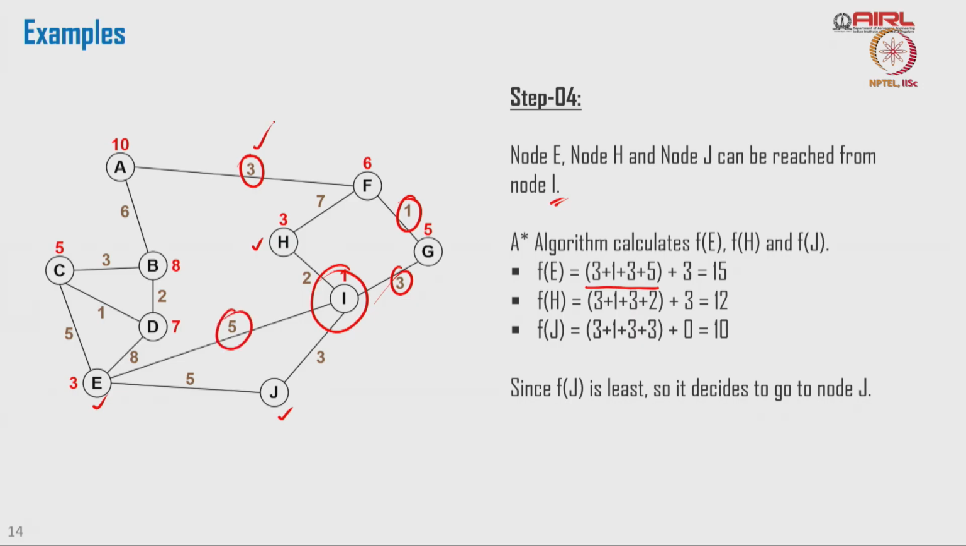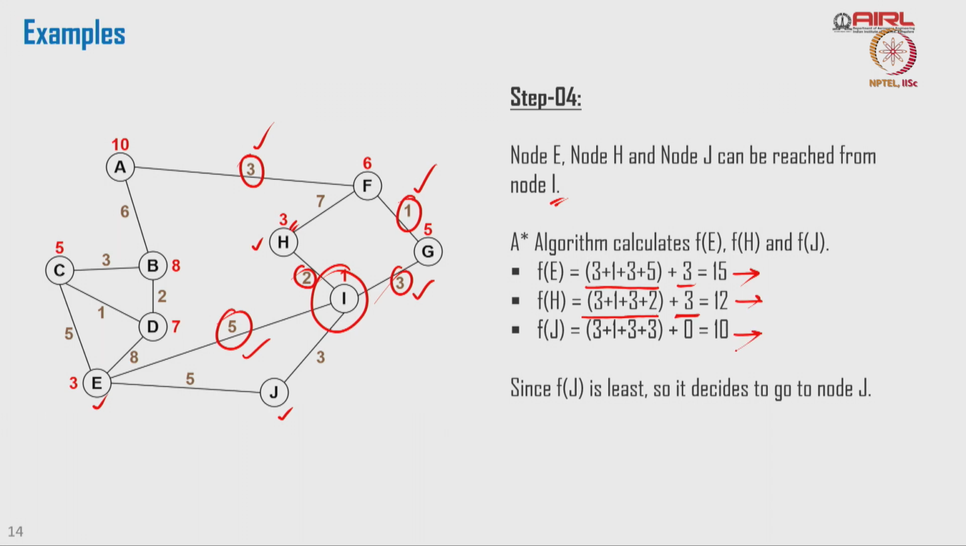So, 3 plus 1 is 4, plus 3 is 7, plus 5 is 12, plus 3, total becomes 15, right. In the same way, for H we can calculate 3 plus 1, 3, and then the path length is 2, and again the node has the heuristic of 3, or estimated cost 3. So, it becomes 12, and for J it becomes 10.